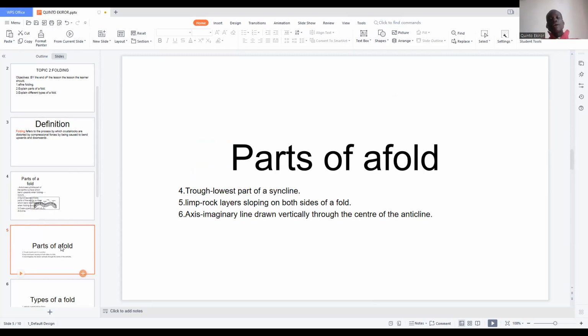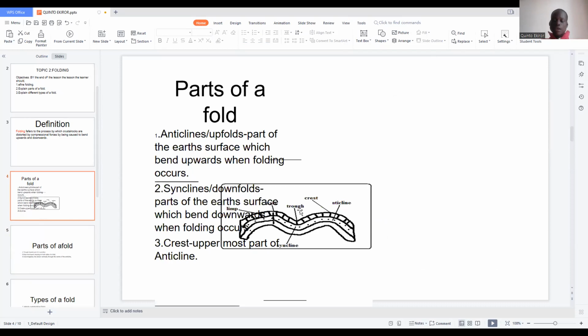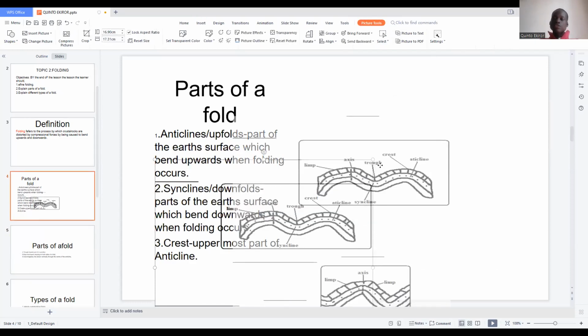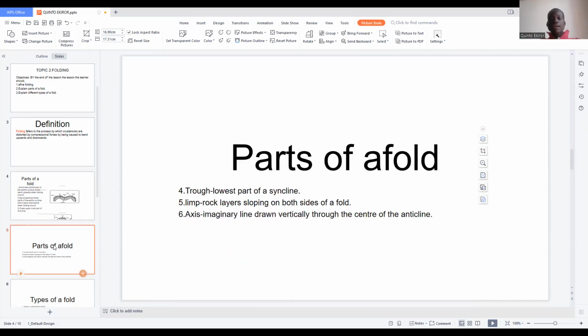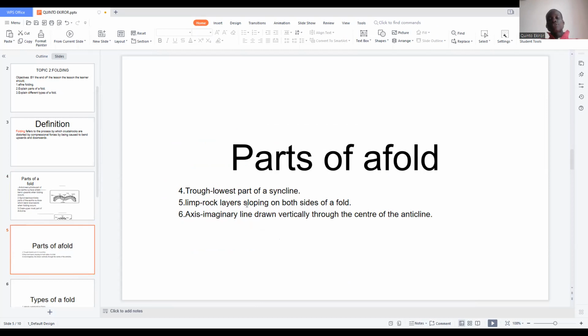Let's see now a limb. Limb simply means the rock layers sloping on both sides of a fold. This part, this one that slopes in gentle slopes, is what is referred to as a limb. The rock layers sloping on both sides of a fold are what is referred to as a limb.